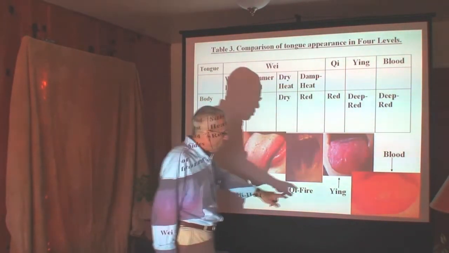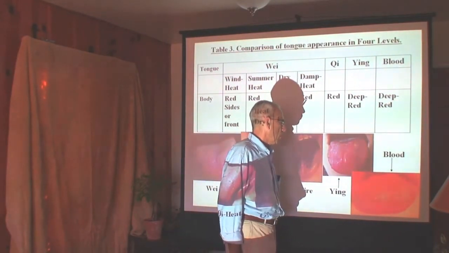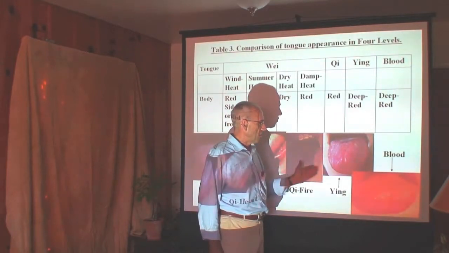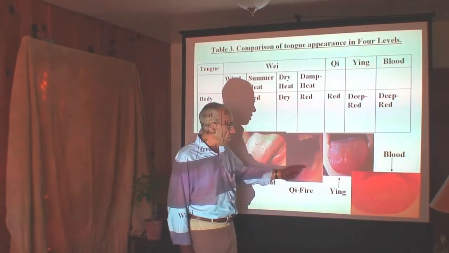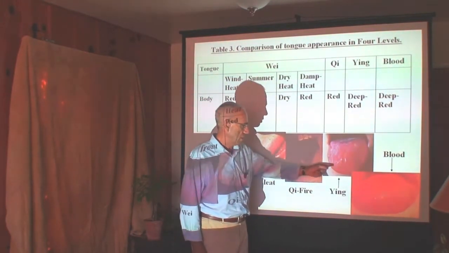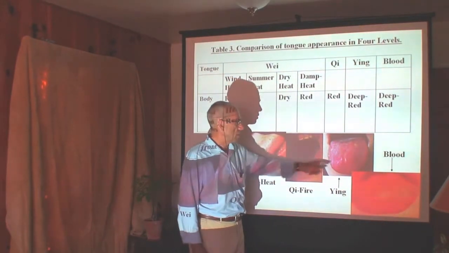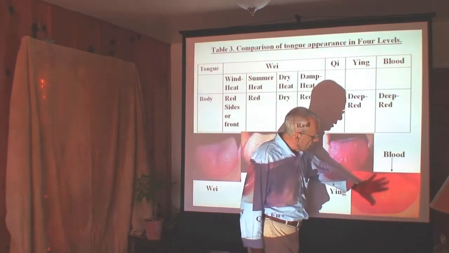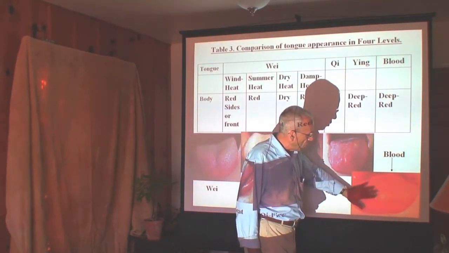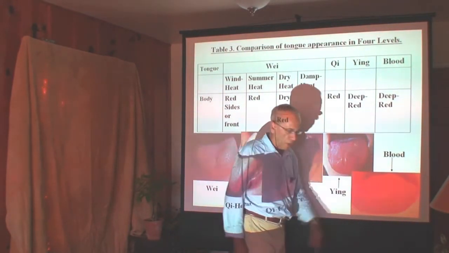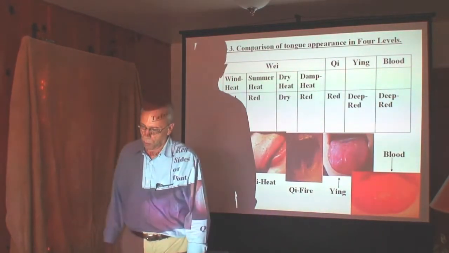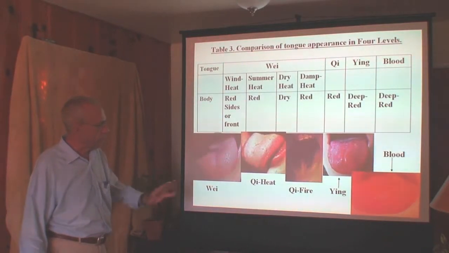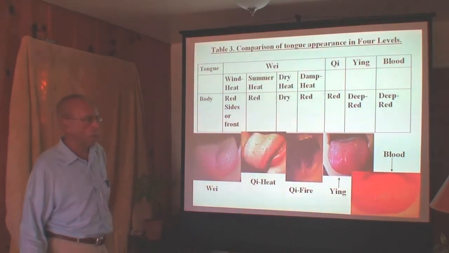At the yin level, the tongue has no coating. You can see this in the context of fevers. This tongue can change to that in a day or 2 days in the context of fevers. And at the blood level, the tongue is deep red without coating, with big spots, which could be red or purple. But the tongue at the yin and blood level is similar, without coating.